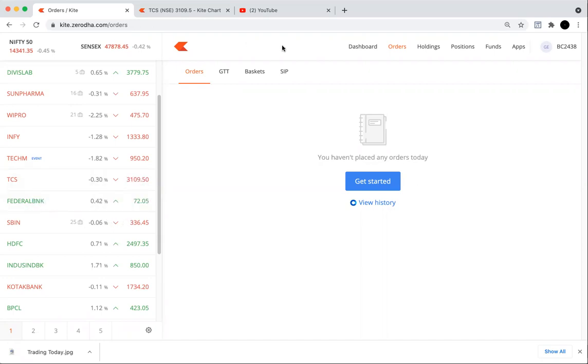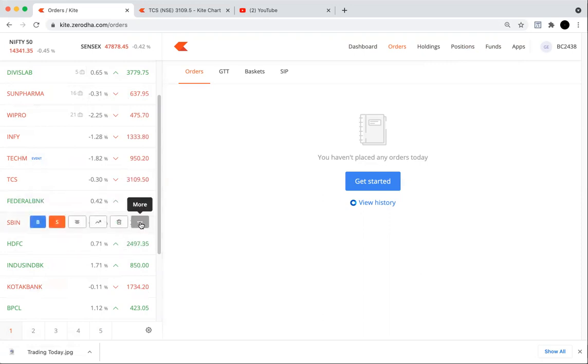Here is my screen with my Kite site, and you'll see right up on the top apps, funds, positions, holdings, orders, dashboard, all of that up on top. But on the left side, you have the watch list. Okay, and with the watch list, I'm going to take one of those. For example, let's take SBIN.